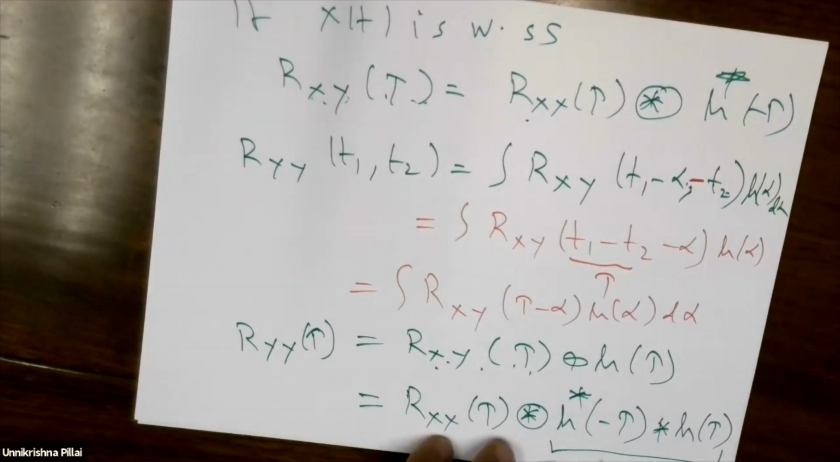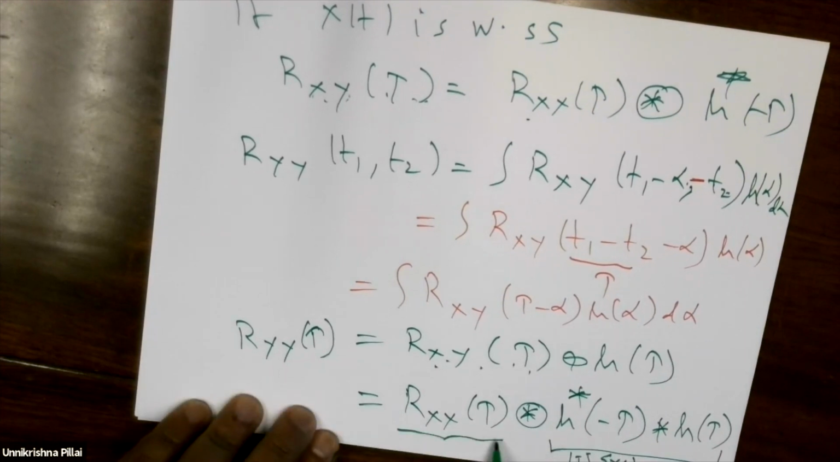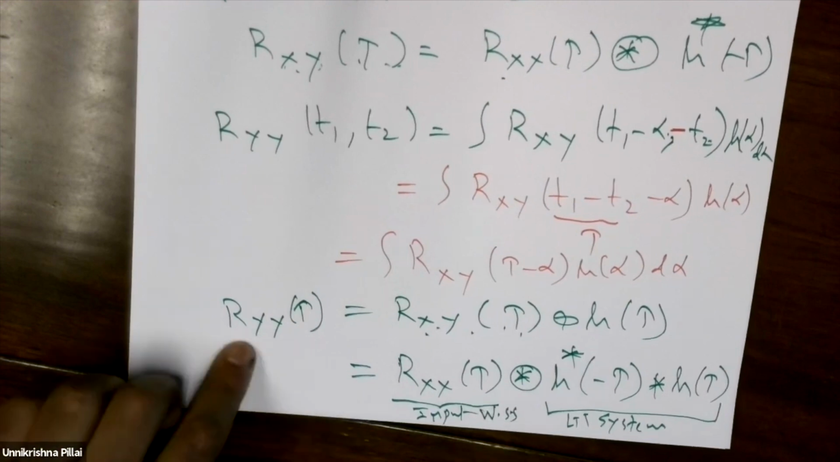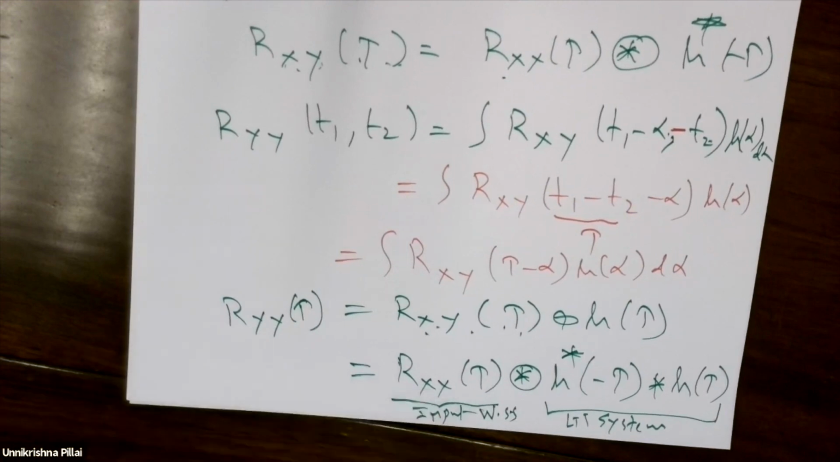So this is a system property, LTI system, and this is due to the input. So what is the moral of the story? If the input is Wide Sense Stationary, what can you conclude about the output? Anybody? If the input is Wide Sense Stationary and you pass it through a linear time invariant system, what do you get there, the output? Anyone? Hello? Wide Sense Stationary again. Yeah, that's what we have just proved, right?